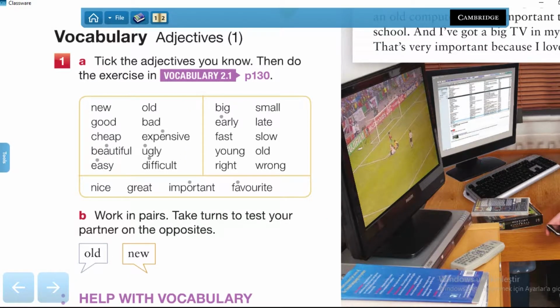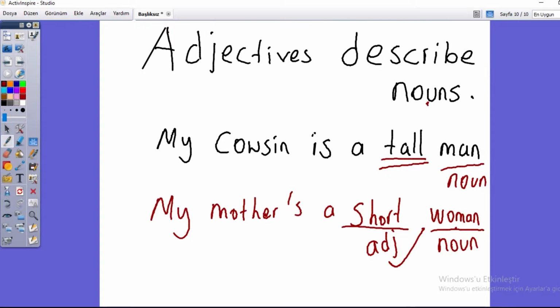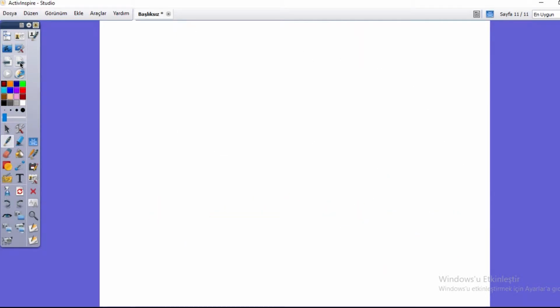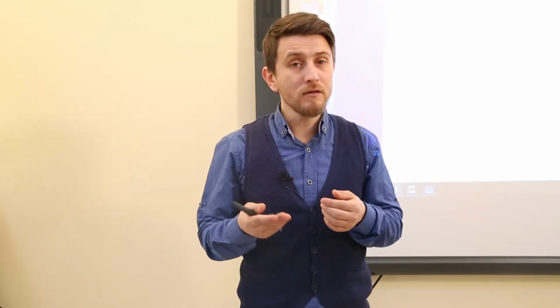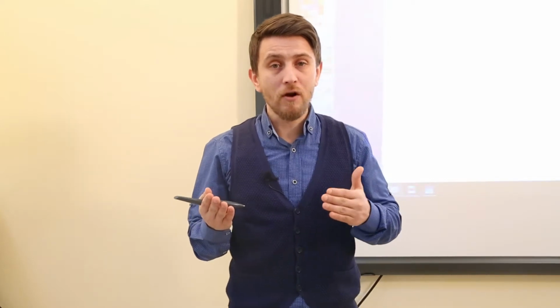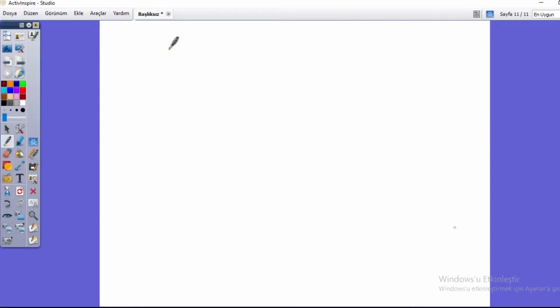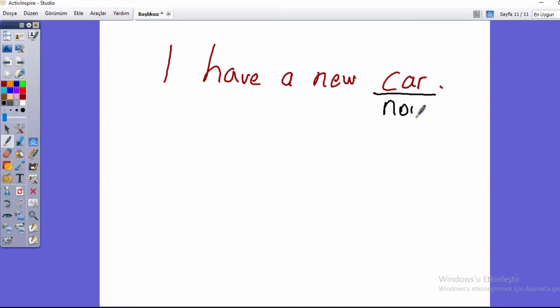Let's start with the first one, new. I have a new car. Let's repeat it. I've got a new car. So what is the noun here? What is the adjective here? The adjective is new. The noun is car. So the adjective describes the noun. I have a new car. The noun is car and the adjective here is new.